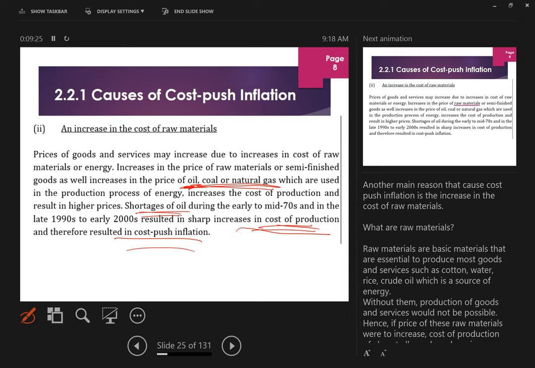When we talk about raw material, it's not just limited to oil, coal, or natural gas. There are other types of raw material as well, depending on the context. But generally, these are the few that we usually see.